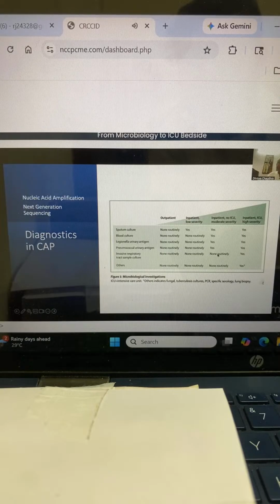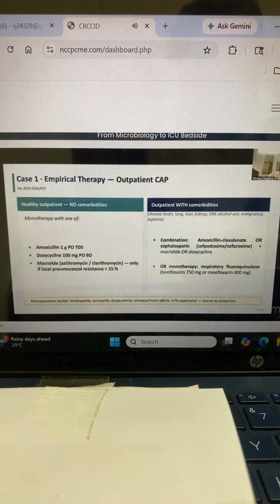But what is redefining here is nucleic acid amplification or next generation sequencing, which is the FilmArray, which I have been informed Dr. Chawla has already discussed. That does give you a lower respiratory tract sample, which has to come from inside, not saliva, which we need to use to make the diagnosis.